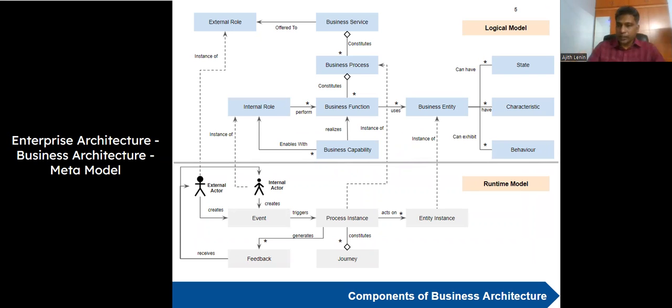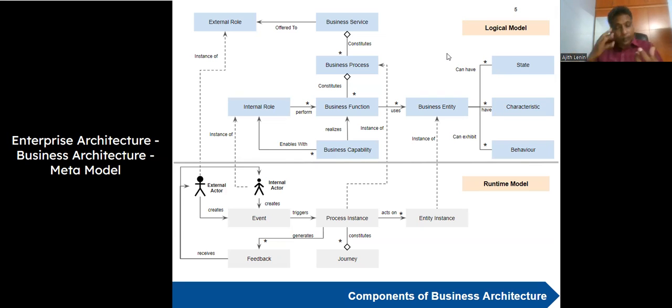On the top, we have a logical model of how we can represent a business: what constitutes a business. Then how that translates at runtime, how it reflects at runtime, is what I'm capturing here. This gives an understanding of the different components a business architecture needs to have. So to start with, what is a business? A business is basically a collection of business services. The enterprise offers a set of business services.